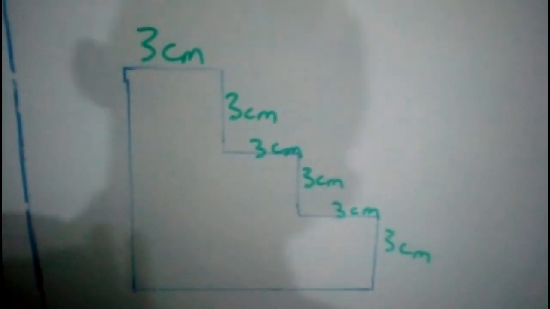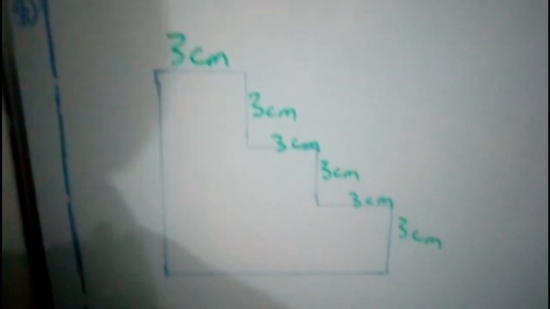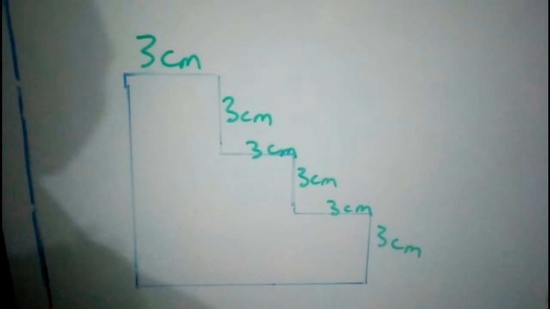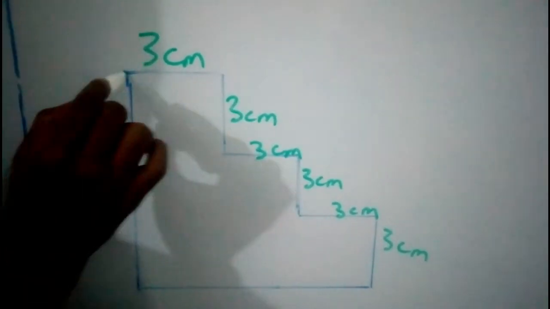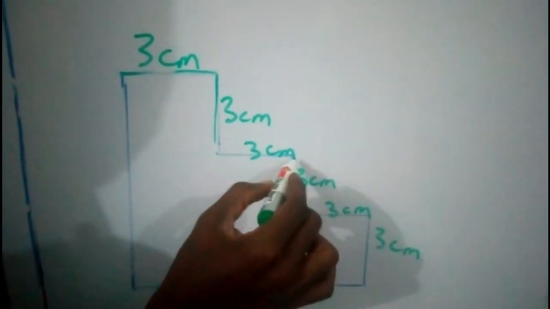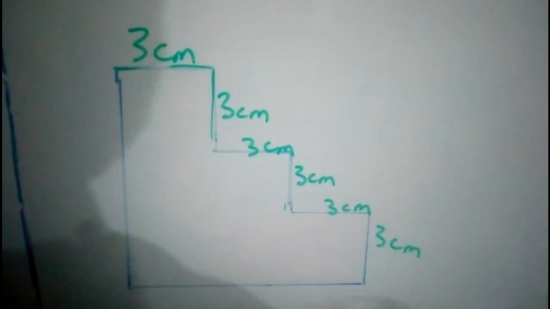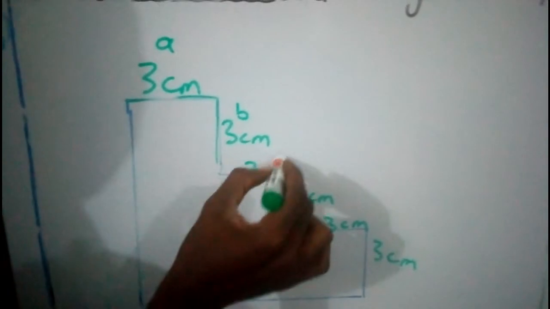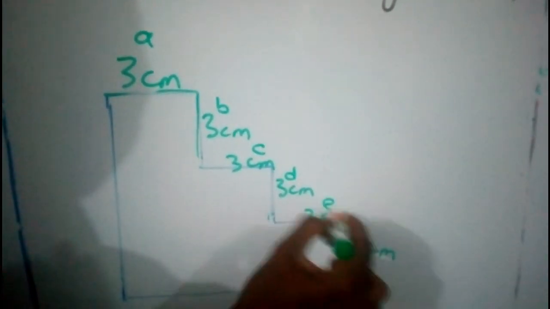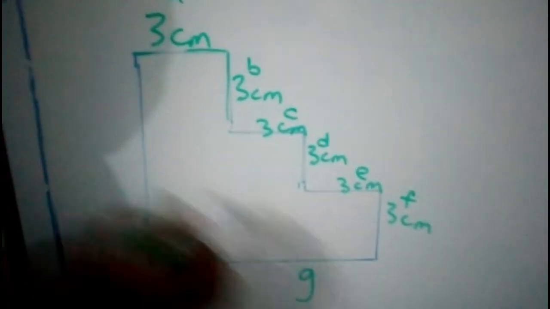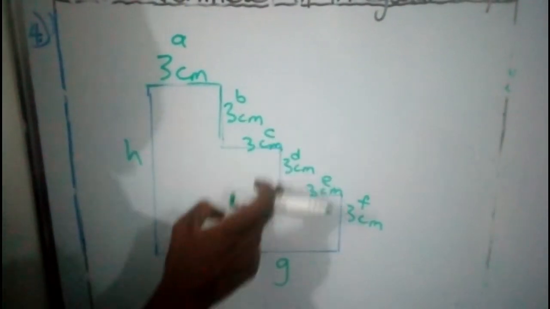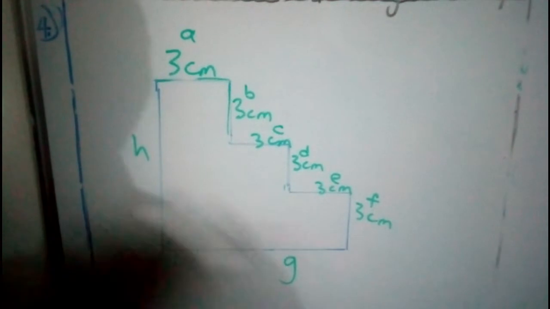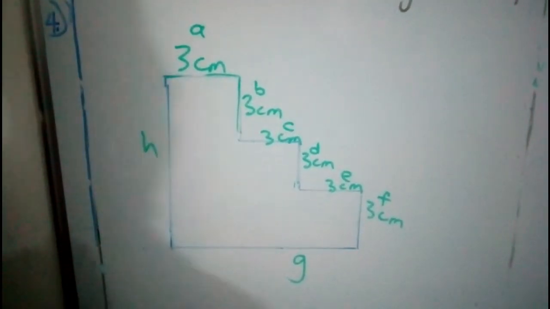Alright, this is number 4 example, and this will be the last example for today. This is another irregular shape. We have to find the perimeter, so let's look at the number of sides. 1, 2, 3, 4, 5, 6, 7, 8. 8 sides. So let's label them A, B, C, D, E, F, G, H. We have our A given, B given, C given, D given, E given, F given, G and H are not given. So we have to find these two sides.